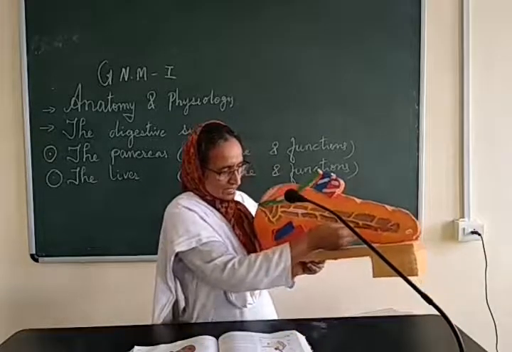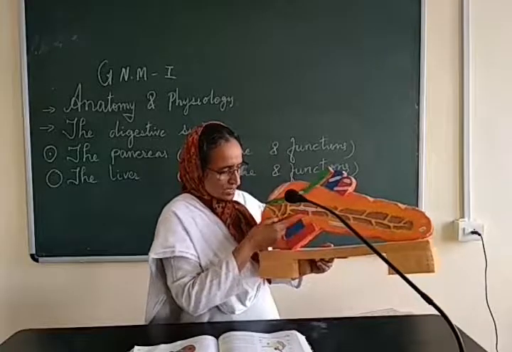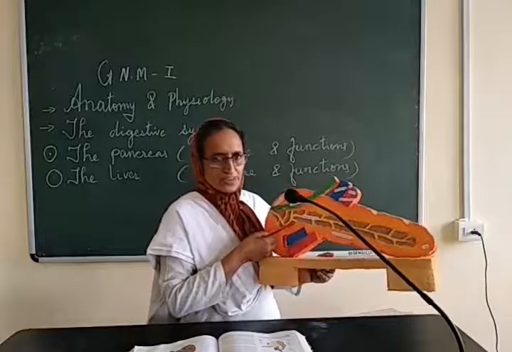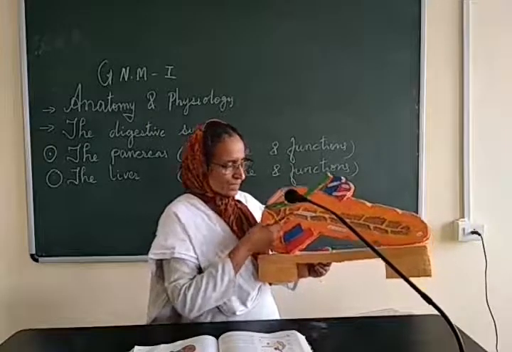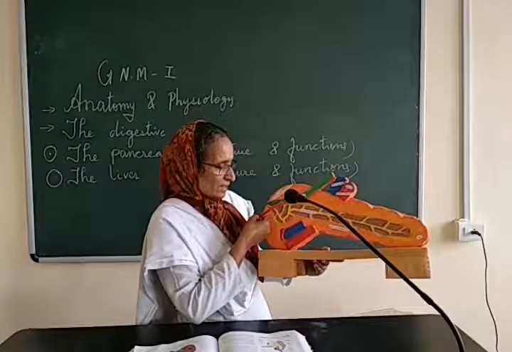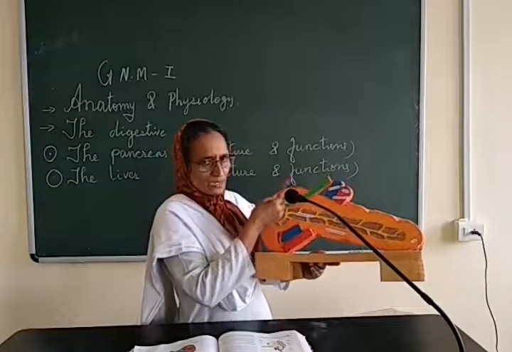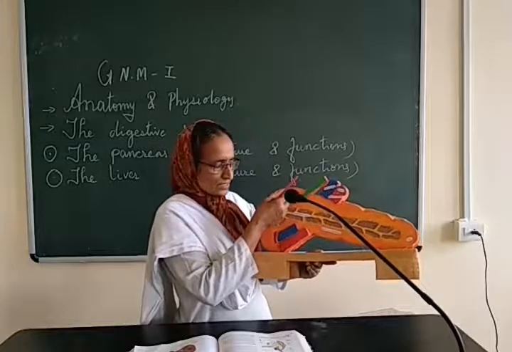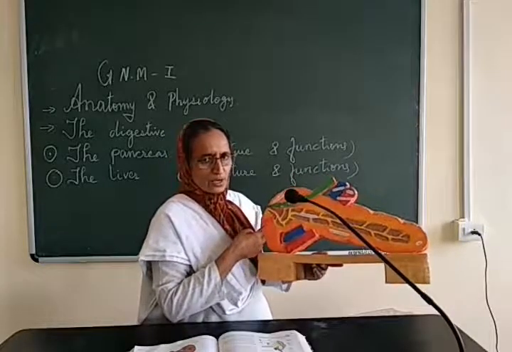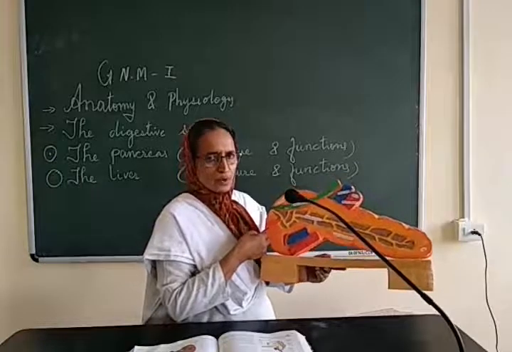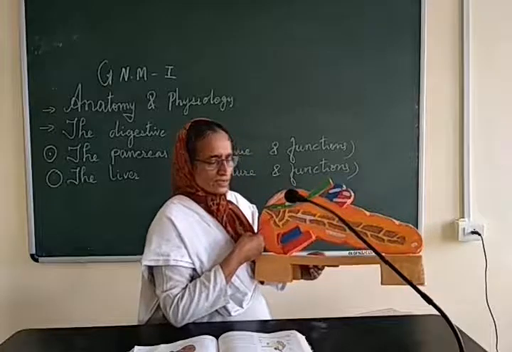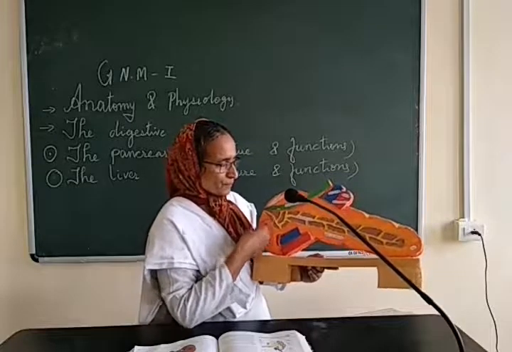What we can see in the center portion is the pancreatic duct that drains the pancreatic juice. This is the common bile duct. The bile from the gallbladder that is stored is brought into the ampulla of Vater in response to the fatty foods for its digestion.